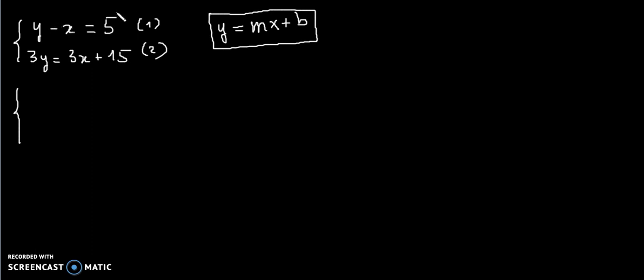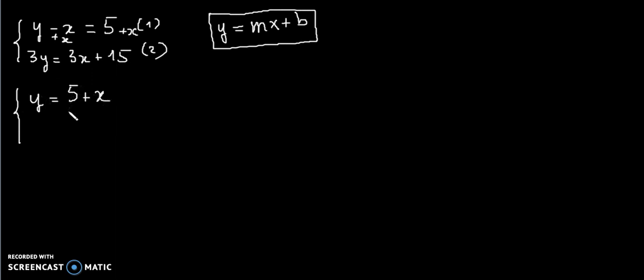Now, if you are not familiar with bringing terms back and forth between the left and right and changing the sign, I would suggest that you simply add plus x to both sides. That's mathematically equivalent. So for this one, my first equation becomes y equal to 5 plus x.